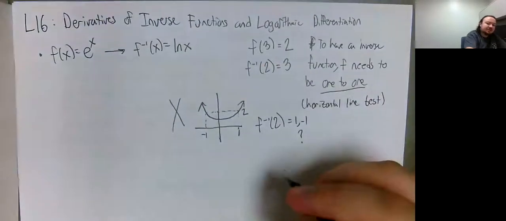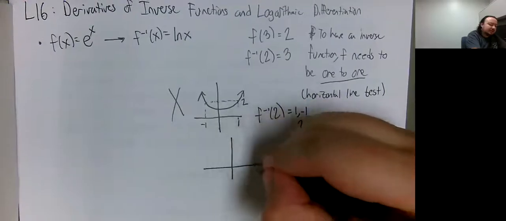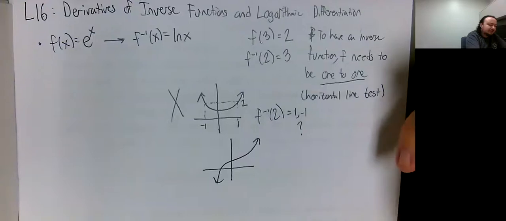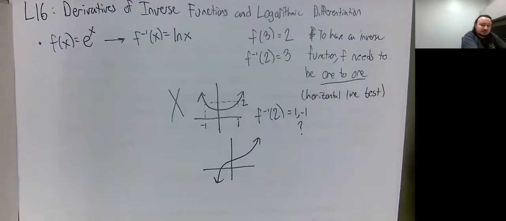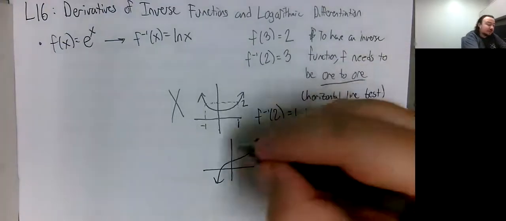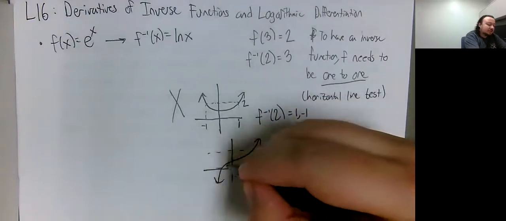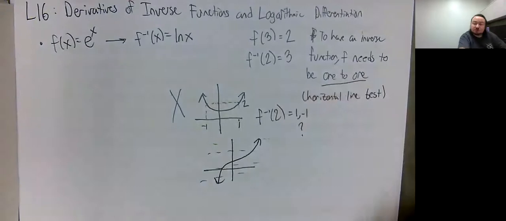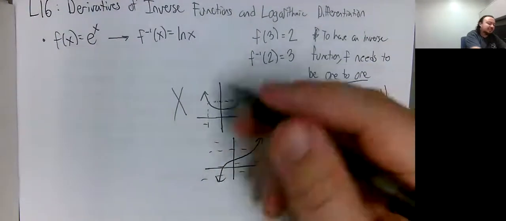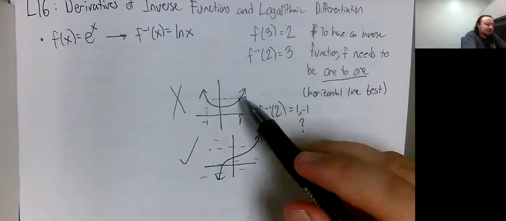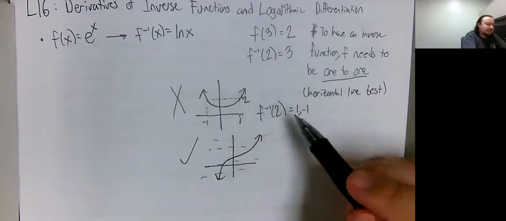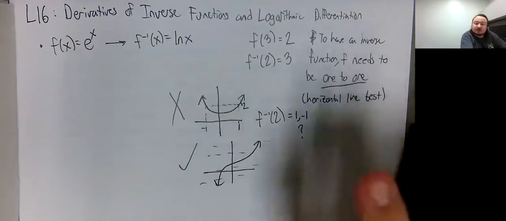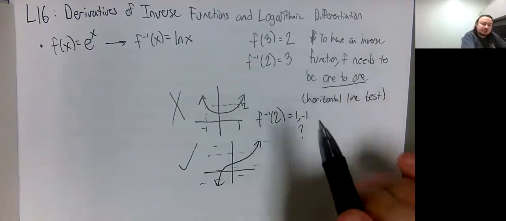So this would not be an example of 1-to-1, but something more along the lines of this would be. And an easy way to tell by a function's graph if it's 1-to-1 is you should be able to draw a horizontal line anywhere, and it should pass through the function at most once. So it shouldn't be able to pass through twice like it does here. This function will not have a well-defined inverse function everywhere, but this one will right here. Anyways, that's kind of a brief review of inverse functions.